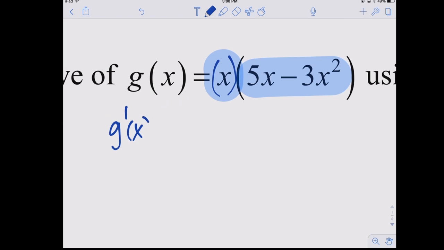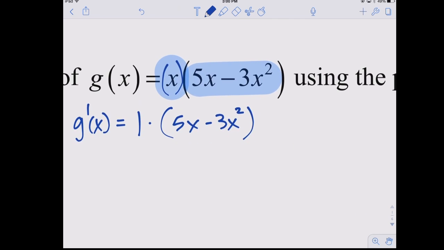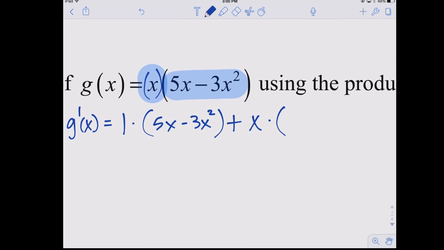G prime, don't forget the all-important left side. What is the derivative of the first factor x? 1, right? The derivative of x is 1 times what? 5x minus 3x squared. Okay, good. We just rewrite the second one. Plus, now x gets rewritten times the derivative of 5x minus 3x squared, which is what? Yeah, 5 minus 6x, if you take it in order. So there you go. 2 factors generates 2 terms. And you only take the derivative 1 per term.